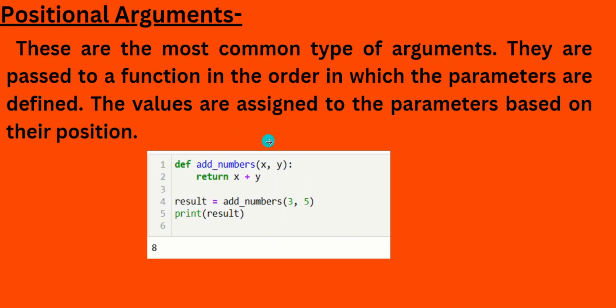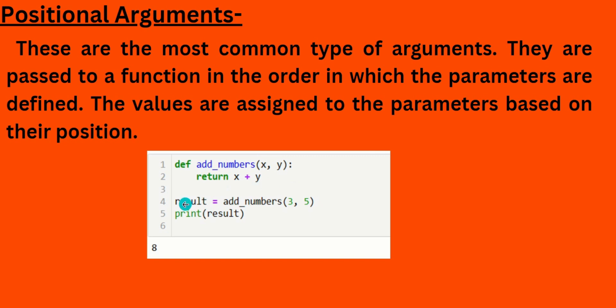positional arguments. They are passed to a function in the order in which the parameters are defined. The values are assigned to the parameters based on their position. Take a small example. I have a function here called add_numbers with two parameters x and y, and I am returning the addition of these two values, x plus y.